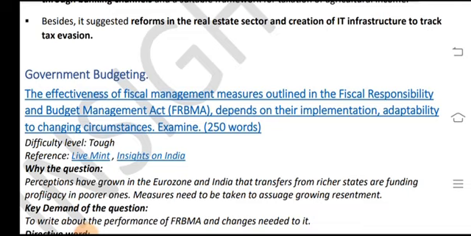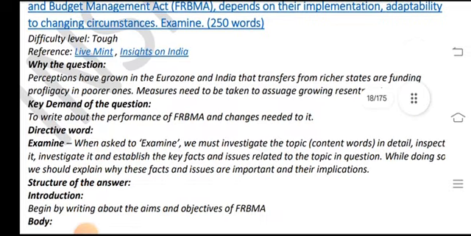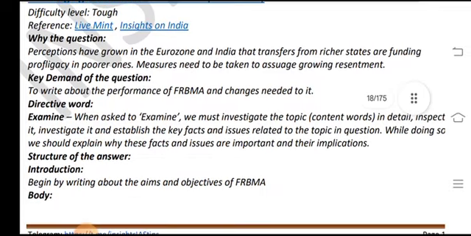Examine, 250 words, difficult level. Perceptions of inequality have grown in the eurozone and India, with transfers from the richer states funding the poorer ones, and measures need to be taken to address the growing resentment. A key demand of the question is to write about the performance of the FRBMA and the changes needed to it. The directive is 'examine'.